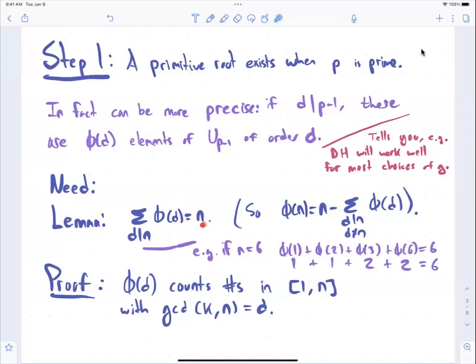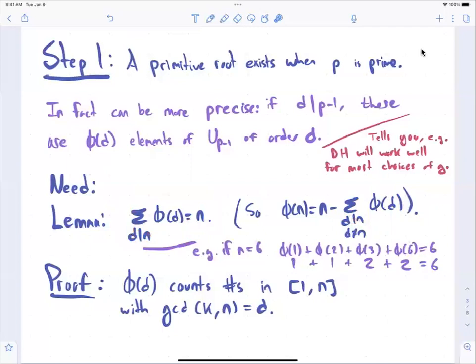We're not actually going to use the formula in this form. The way we're going to use this formula is in the form that says phi of n is equal to the difference between n and the sum of phi of d over all the proper divisors of n. But this is just, I rearranged part of this equation to the other side to write that. Okay, but why is this sum equal to n?